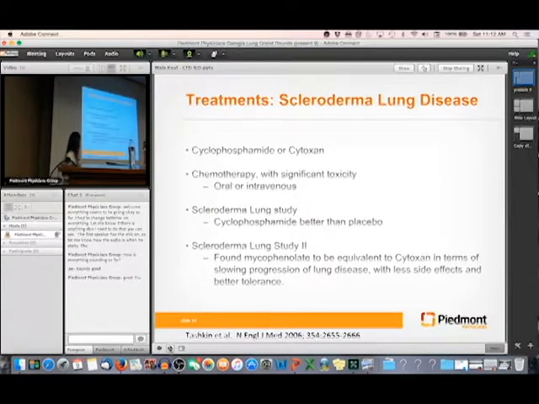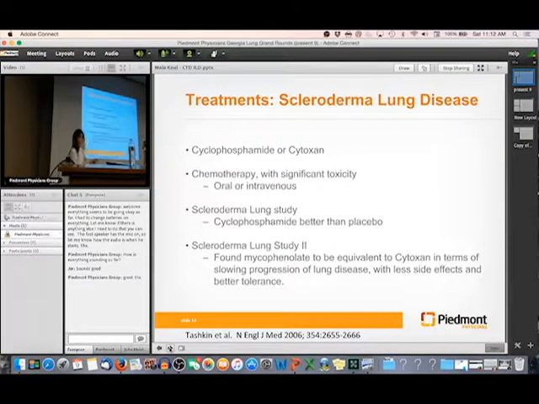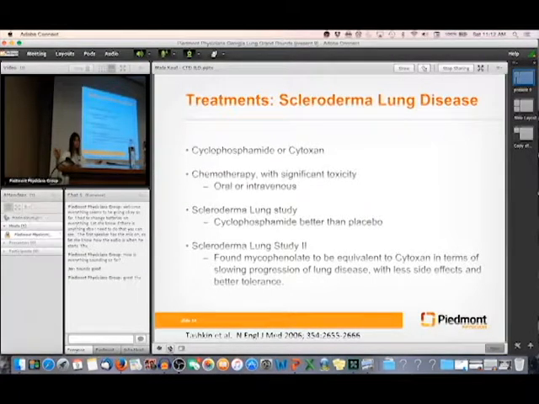The other therapy that you may have come across or heard about is cyclophosphamide or Cytoxan. And this is what we call our big gun. It's a chemotherapy drug. It has a lot of significant toxicity. It can be given as a pill or through an IV infusion. And as far as actual data and good randomized clinical trials in this area, there have not been a lot. But in scleroderma, we have several trials. They've been called the scleroderma lung studies. And the first one basically said Cytoxan is better than doing nothing. Okay, that's helpful. It's better than nothing. So that was good until we were using it, but then so many bad side effects.